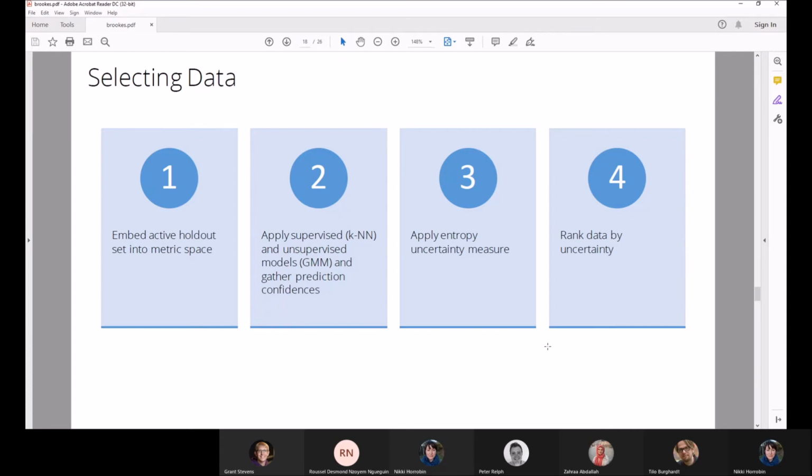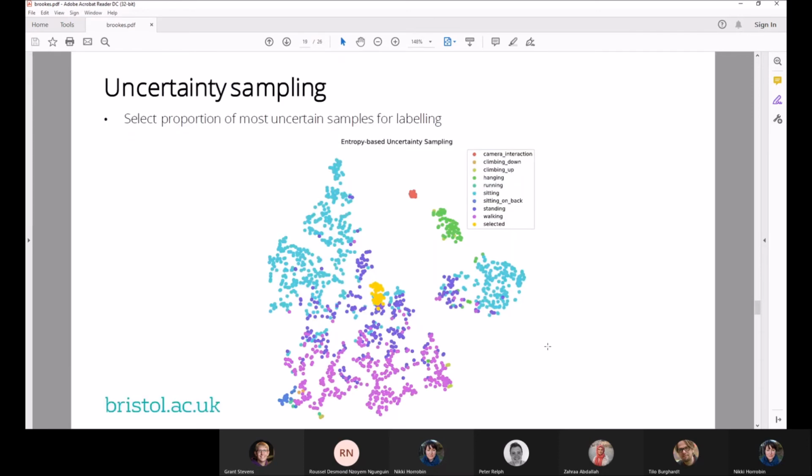And then after this, we apply an entropy uncertainty measure so that we can rank our unlabeled data by uncertainty. And the idea here is that the most uncertain data points may provide the most information in terms of model performance, should we provide a label for them. So we tried two different approaches. The first one is uncertainty sampling, where we effectively select a proportion of the most uncertain samples.